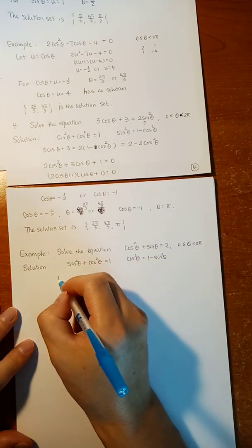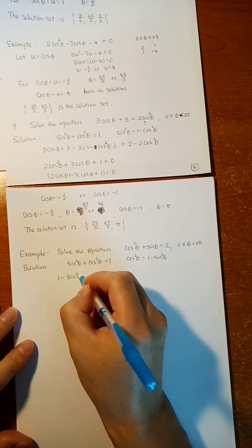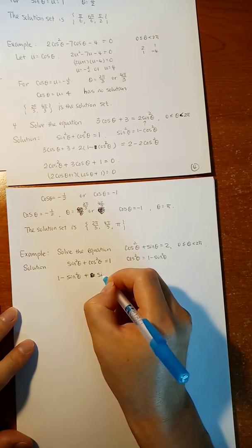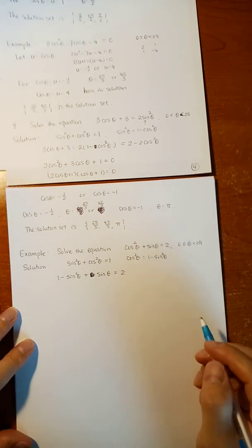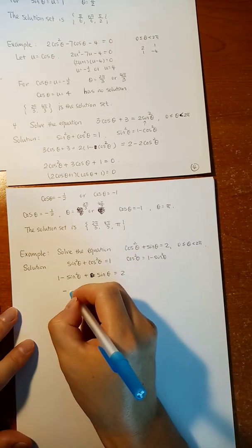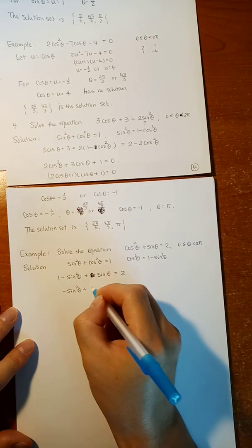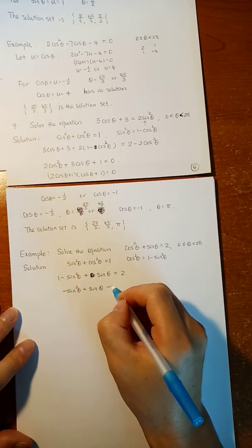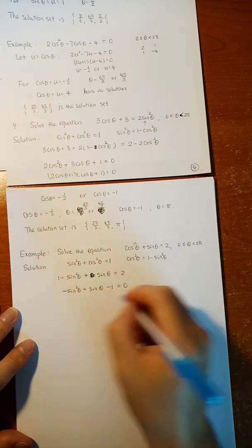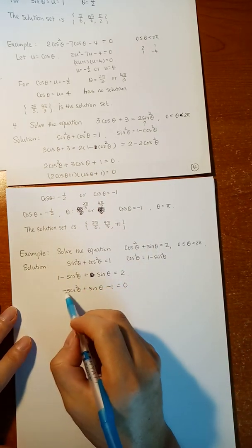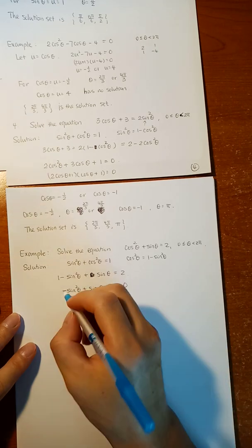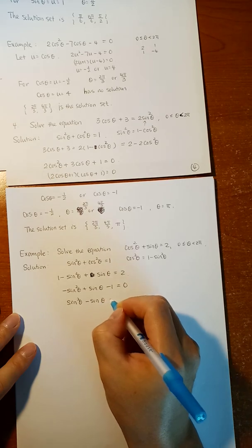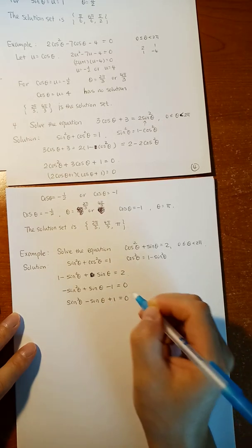So the equation becomes 1 minus sine theta square plus sine theta is equal to 2. We simplify it. You see it's a negative sine theta square plus sine theta. We move 2 to the left side, it's minus 2. 1 minus 2 is negative 1. And we multiply this equation by negative 1. I want a positive leading coefficient.